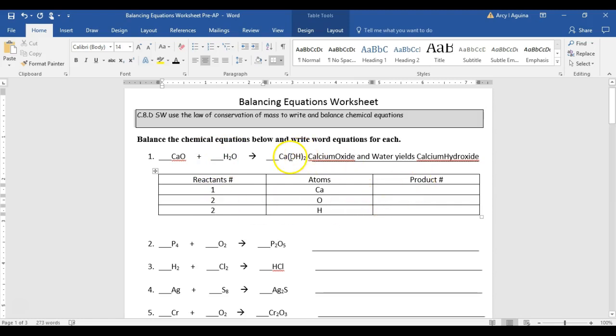On the product side, I have 1 calcium, and the subscript is going to distribute to both of these, so I'm going to have 2 oxygen and 2 hydrogen. This one turns out is already balanced, so that's it.